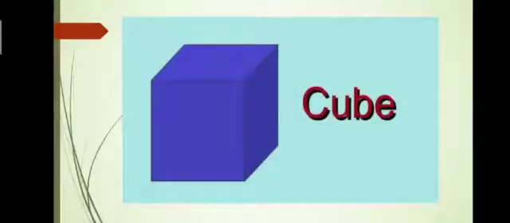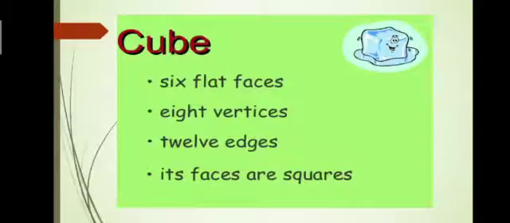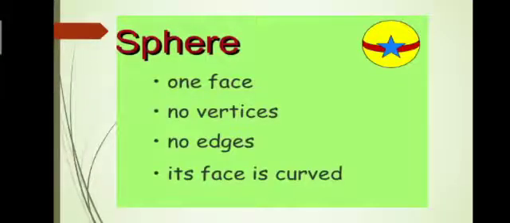Students, this is a cube. Students, a cuboid with all edges of the same length is a cube. Students, a cube has 8 vertices, 12 edges and 6 faces. Each face of a cube is a square. Students, this is a sphere. A sphere has one face, no vertex and no edge. Students, a sphere has a curved surface.